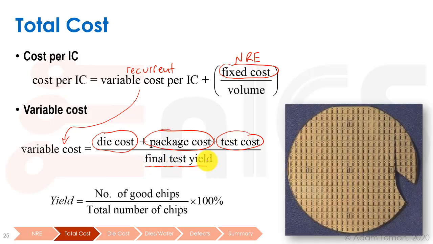What is yield? Yield is basically the number of good chips divided by the total number of chips times 100%. So it's the percentage of chips that we tested that were actually good. So we want to get 100% yield, and then our variable cost would just be die cost plus package cost plus test cost. But since we throw away some of them, we divide it by the yield that we actually get.